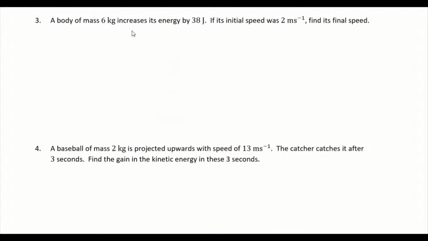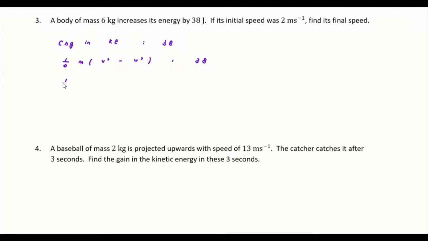Okay, so number 3. A body of mass 6 kg increases its energy by 38 joules. If the initial speed was 2 meters per second, find its final speed. In this case, we assume that it's only kinetic energy. So the change in kinetic energy is 38. It increases its energy, so the change should be a positive one. Let's write down the formula: half m times v squared minus u squared is equal to 38.